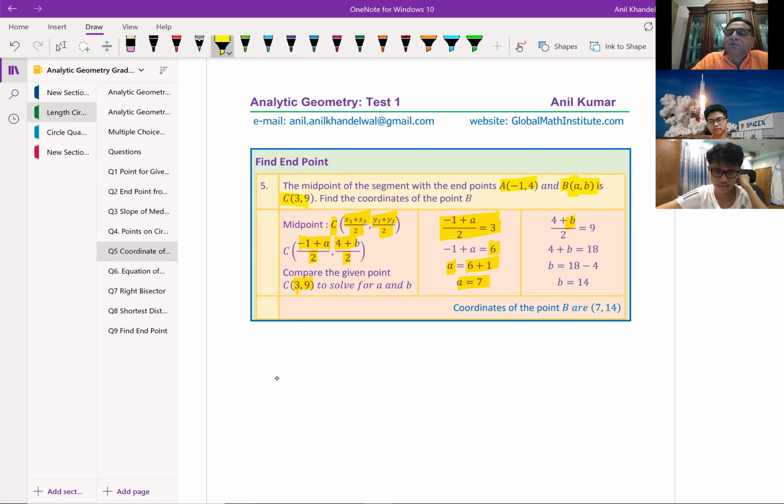Similarly, find the value of b, the y coordinate of the center point. (4 + b)/2 is 9. That is the 9 given to us. Cross multiply as we did earlier. Bring 4 to the other side and we get our coordinate point, which is 7, 14. Clear?